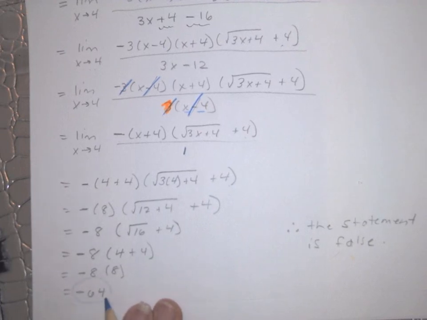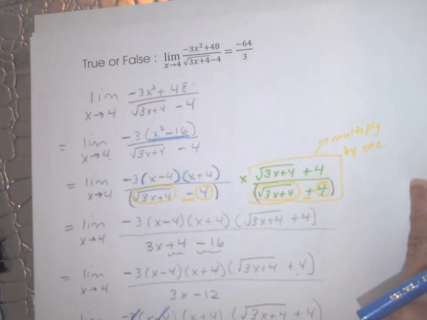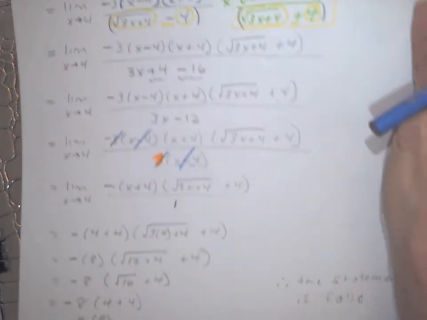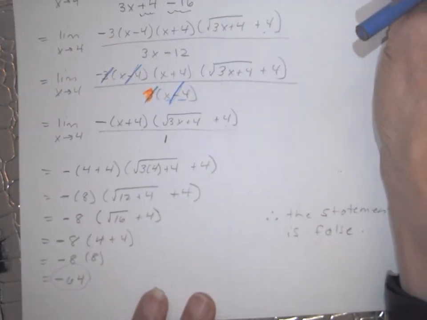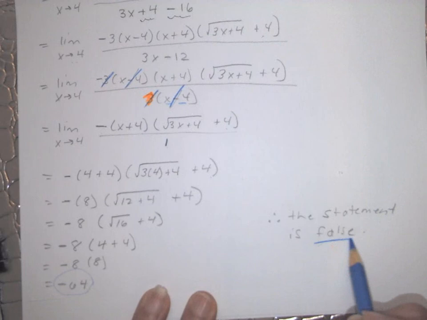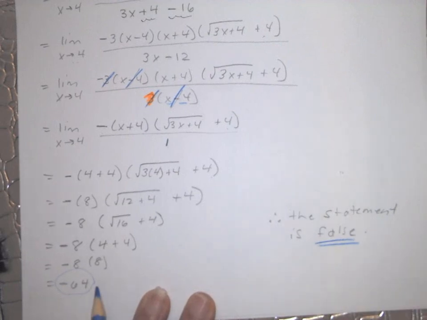But if I go back to the question, I was supposed to say whether it was true or false that the limit was negative 64 over 3. So if everything I did is right, then this statement is false, because we just proved that the limit is actually negative 64.